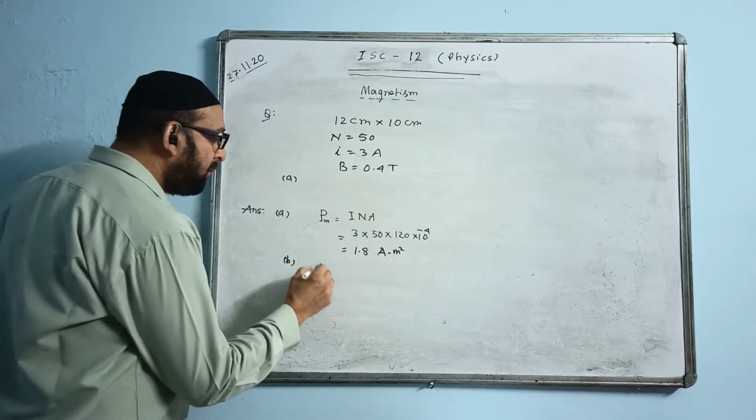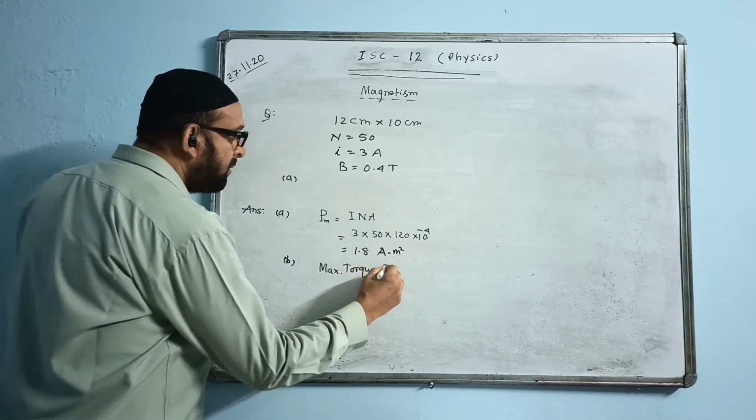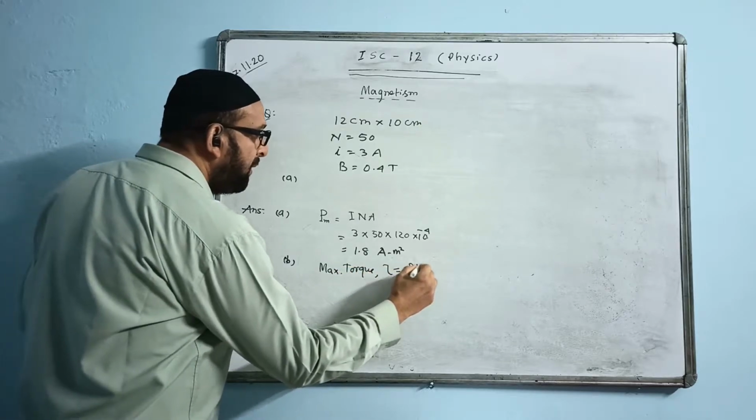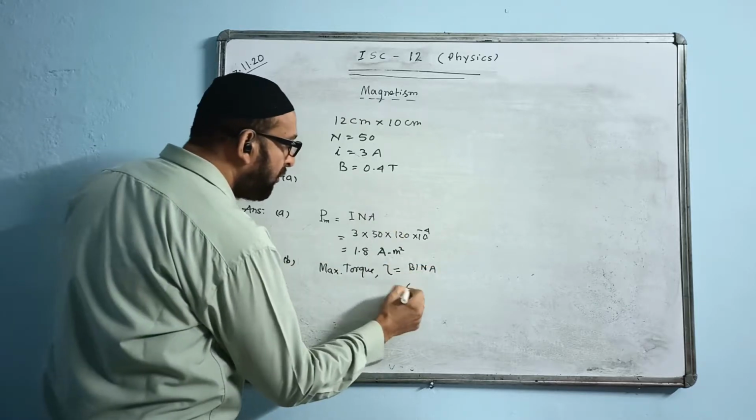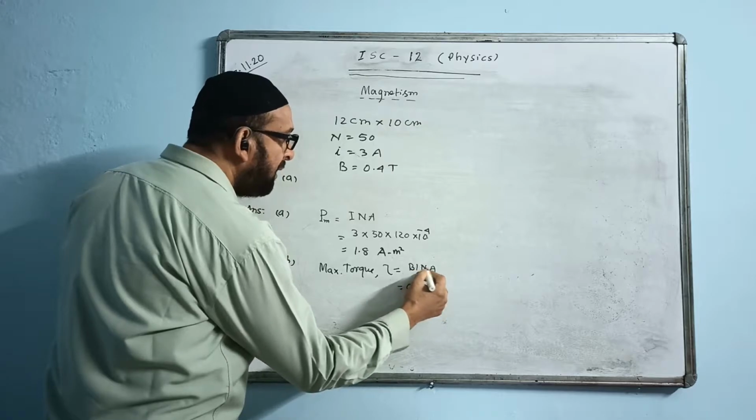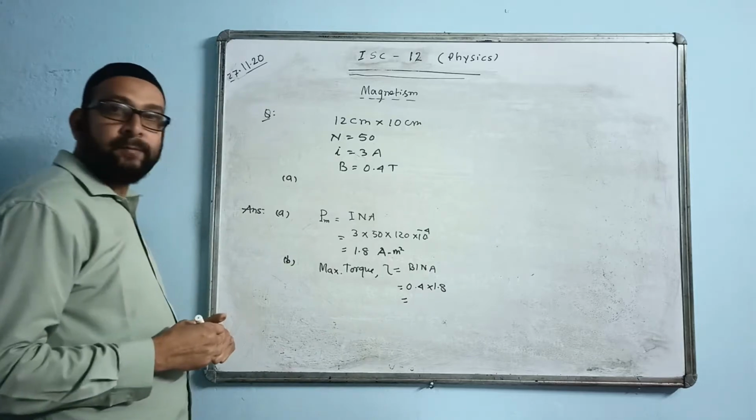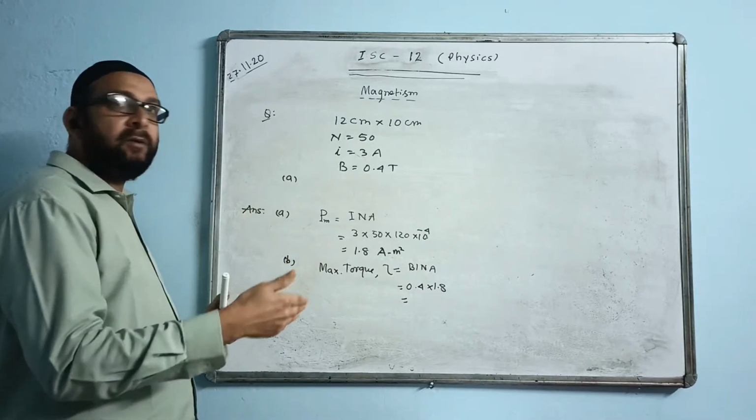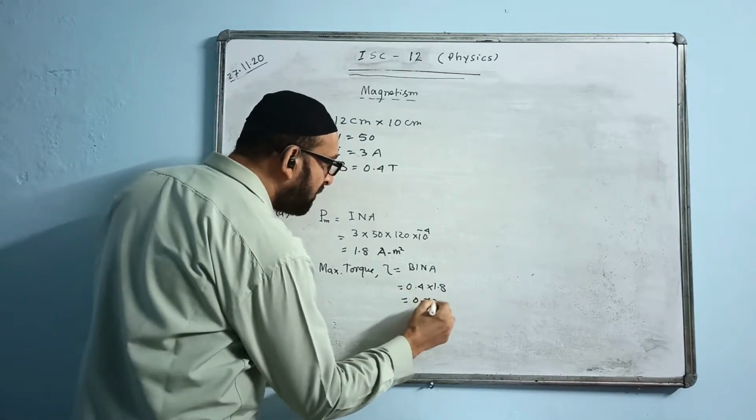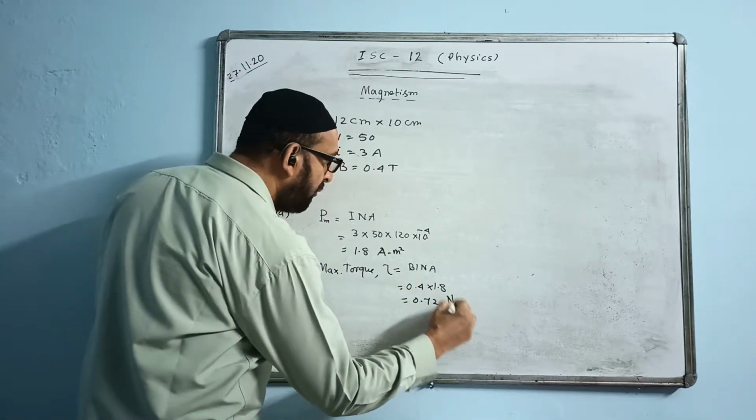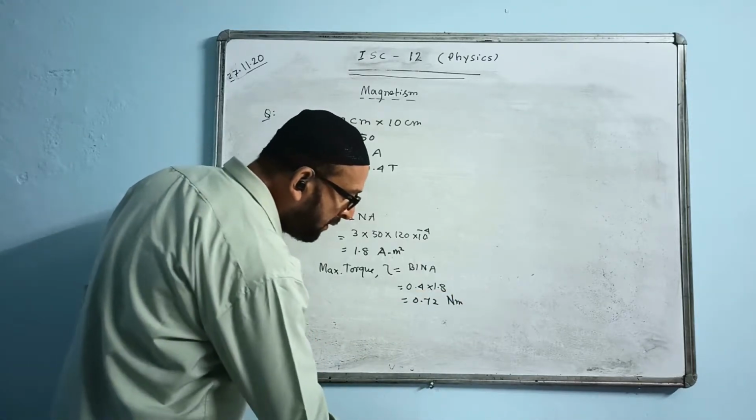Second part, maximum torque. Maximum torque formula we have B now. Put the value of B, the value of B is 0.4. And the value of I and A as a whole we will put 1.8. We can put it individually or as a whole. 1.8 into 0.4 will give us 0.72. Unit of torque will be Newton meter. That is the answer.